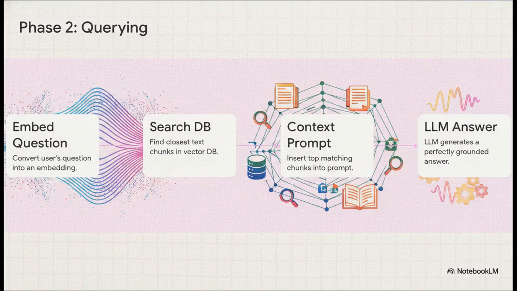Now, phase 2 is querying. And this is the part that happens live. Every single time a user asks a question, you convert that specific question into an embedding too, and instantly search your database for the mathematically closest chunks of text.